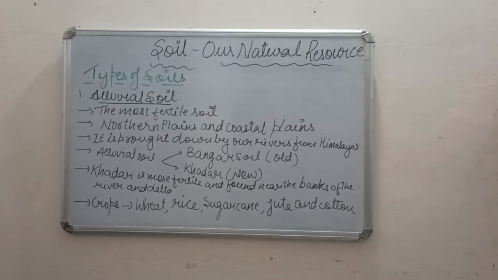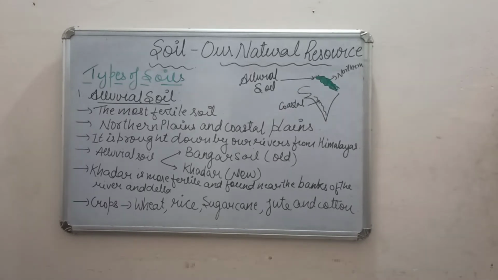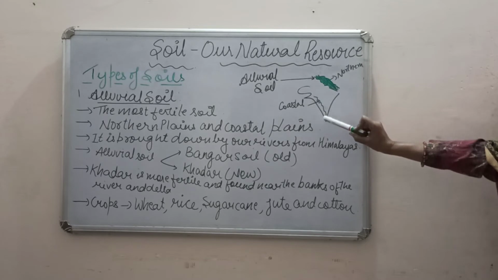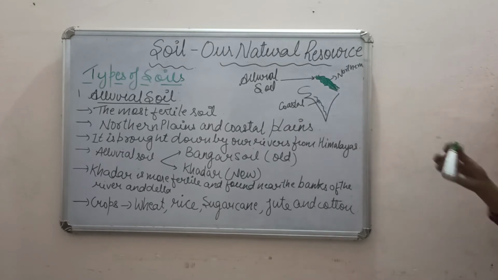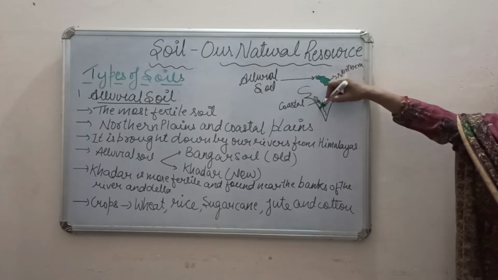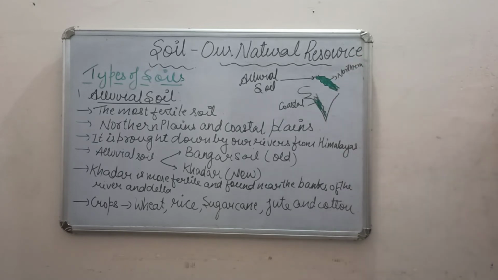Alluvial soil is the most fertile soil among all soils. Now, where is it found? It is found in the northern plains and the coastal plains. If you can see the map, the areas which are marked here, this is the northern plain, and in the northern plain as well as in the coastal plain of India we find the alluvial soil.